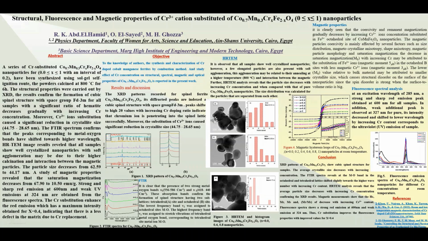A strong and sharp red emission observed at 6000 nanometers and a weak UV emission at 324 nanometers are obtained from the fluorescence spectra, which were observed after excitation at 285 nanometers. The chromium substitution enhances the red emission, which has a maximum intensity observed for the sample at x equal 0.5, indicating that there is less defect in the matrix due to chromium substitution.